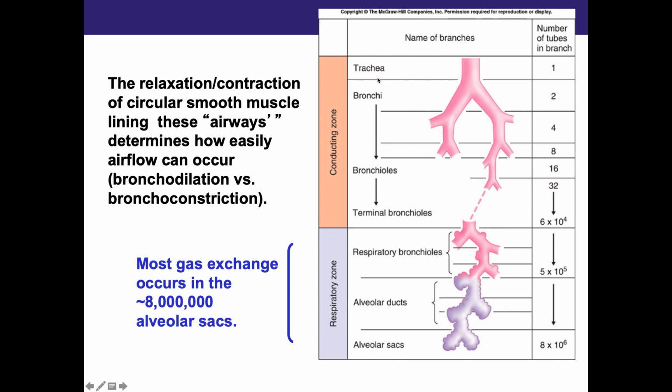The conducting zone is made up of the trachea. This column right here is giving you some information about the numbers of tubes in each branch. Trachea, we only have one tube. It splits into the major right and left bronchi, so there's two. It continues to branch. You have a number of bronchi and then bronchioles, right? 16 bronchioles and then a number of terminal bronchioles. Remember, this is where there's no gas exchange. This is all about just bulk airflow.